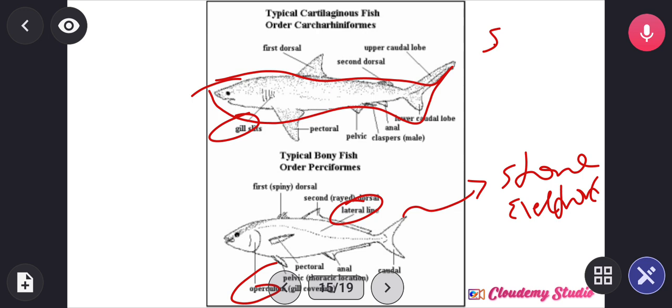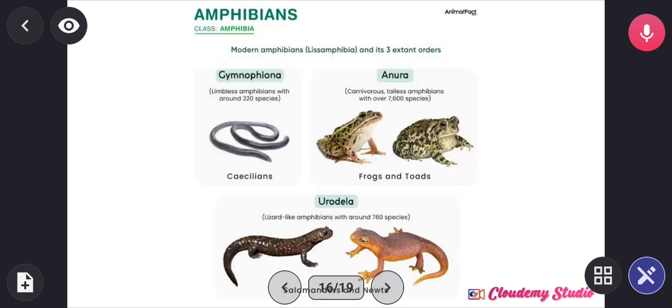You understand? Now I've talked about the osteocytes and the chondrocytes. We have the amphibians that can live on both land and water, and we have three extant orders: Gymnophiona, Anura and Urodela. Gymnophiona means those that have an eel-like body. You understand? Anura means those without tail. And Urodela means those with tails, tailed amphibians. You understand? An example is salamanders and newts. Frog and toad for Anura, caecilian for Gymnophiona.